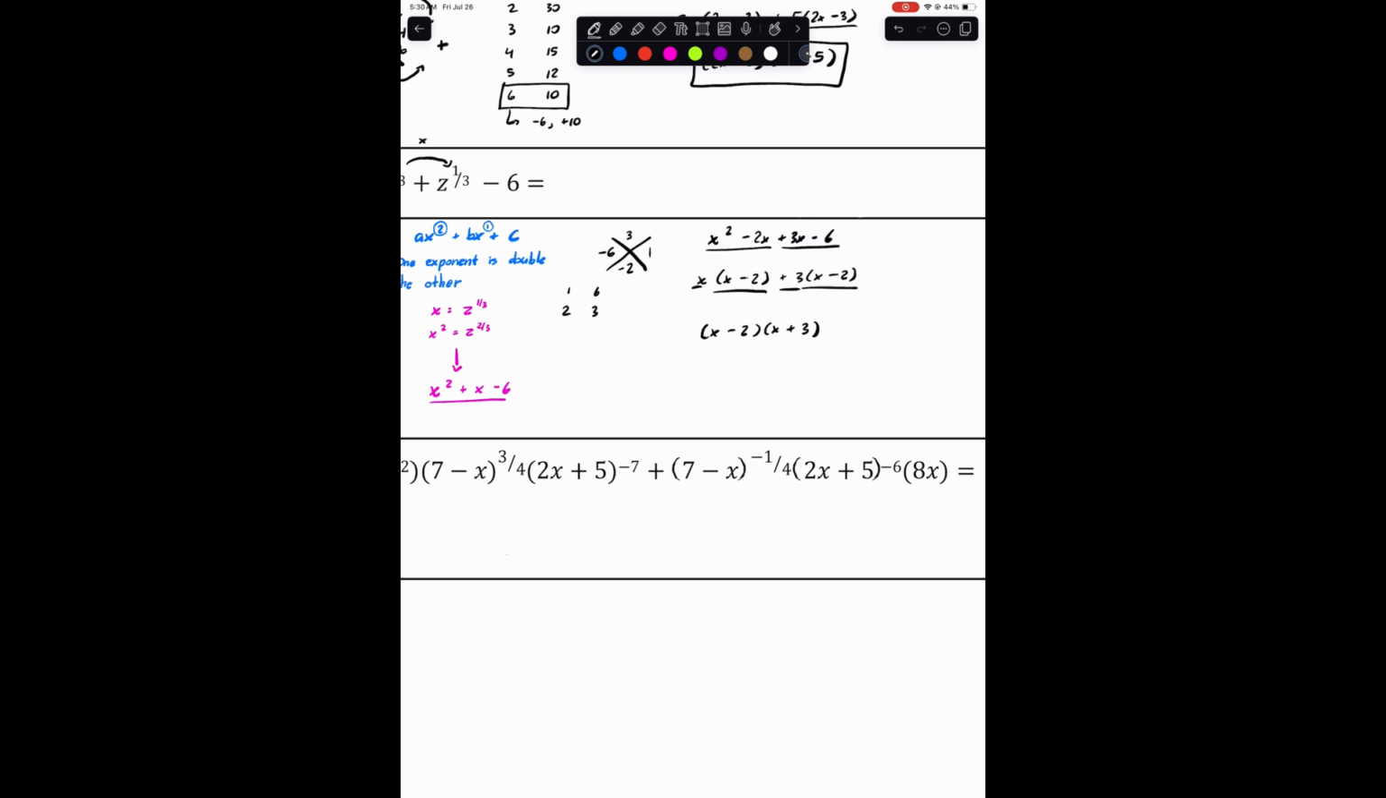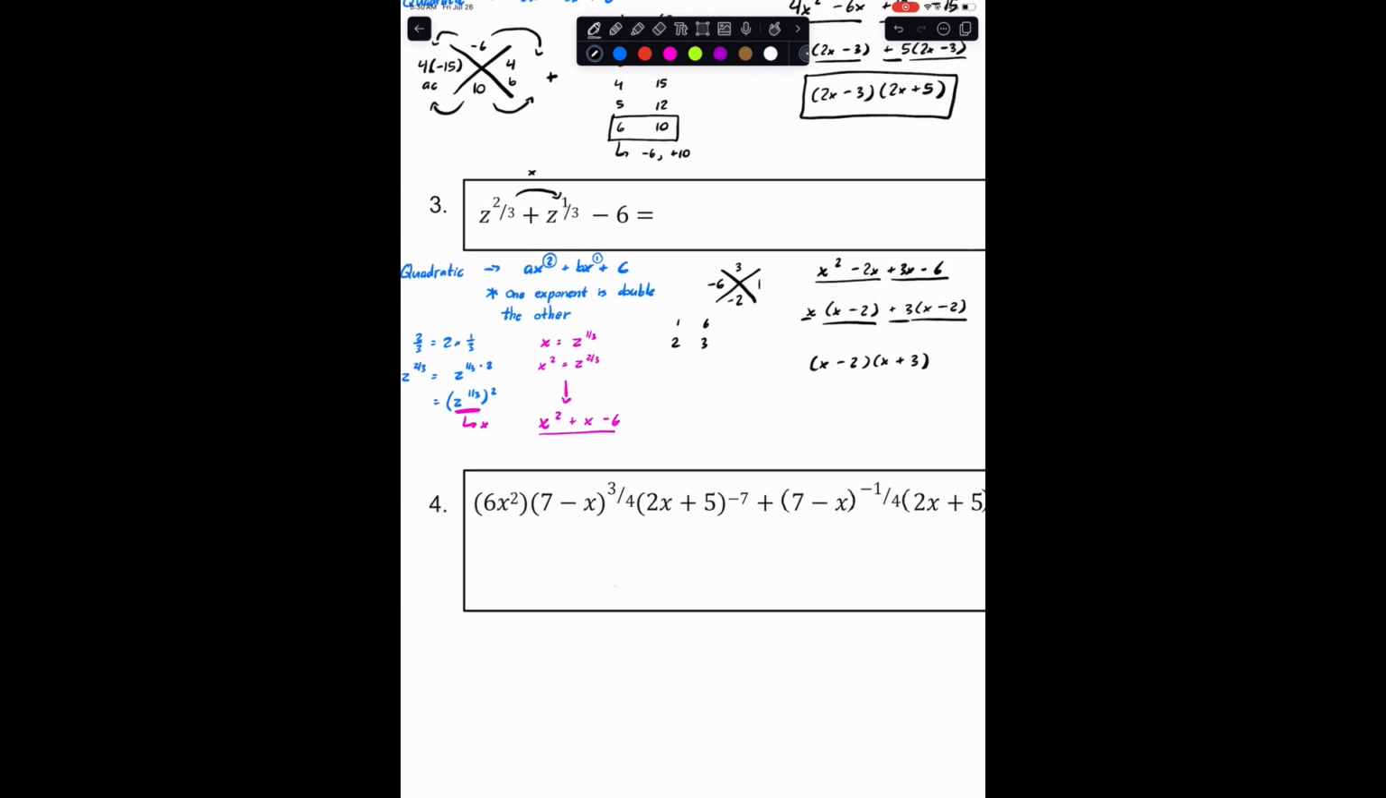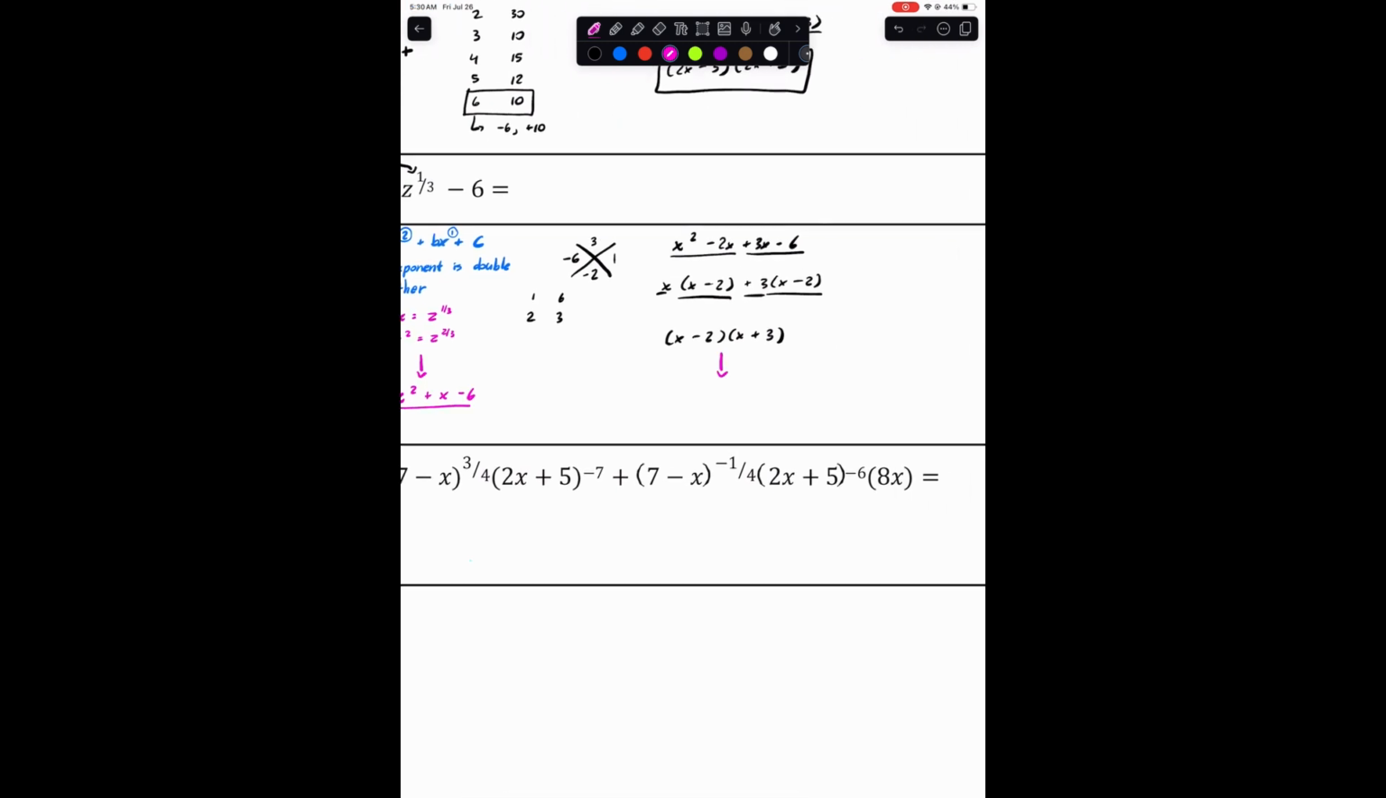But notice that my variables do not match. I start with z, but I have x. So I need to remember to substitute this back in. I'm going to substitute my x back to z. So z to the 1/3 minus 2, z to the 1/3 plus 3. And that is my answer.